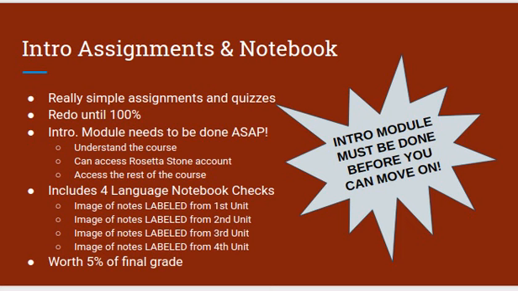So the first section of the grades for this class is the intro assignments and notebook section. There are a lot of really simple assignments and quizzes that you can and should probably redo until you have 100% on them. The intro module needs to be done first and as soon as possible because it helps you understand the course and makes it so that you are able to access Rosetta Stone, and you have to have it done before you can access the rest of the course.